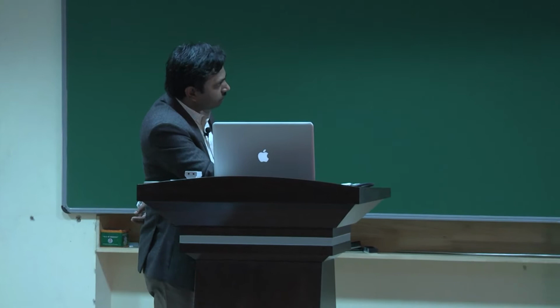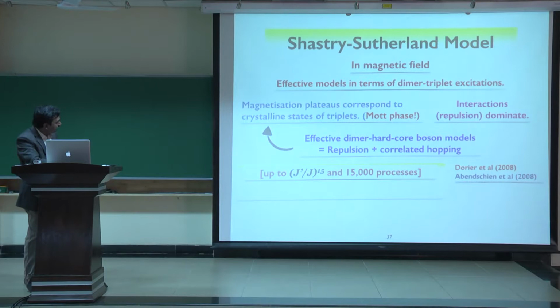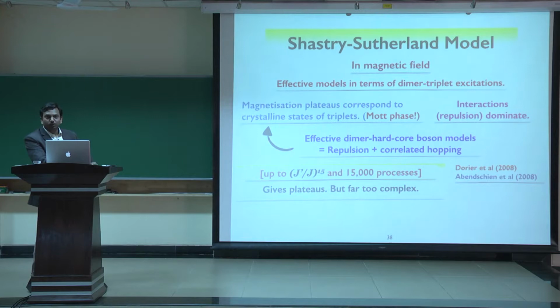From the early days till not so recent, but recent times, people have gone on to generate these effective models up to 15th power of J prime by J, 15,000 processes, all numerically done, but done with a lot of commitment and clarity. But the difficulty is that there are 15,000 terms, and you don't know which term is giving 1/8 and which term is not giving 1/8. It's just too complex. It gives plateaus, but with a little bit of tweaking here and there, you can get any plateau you like, or at least a lot of plateaus. That is my impression.